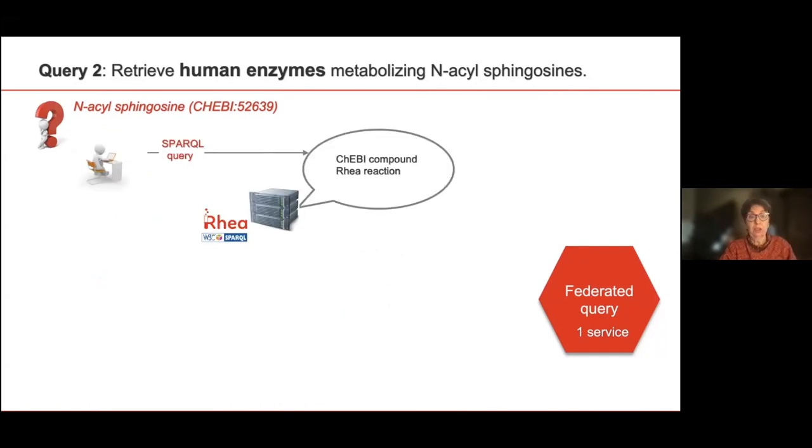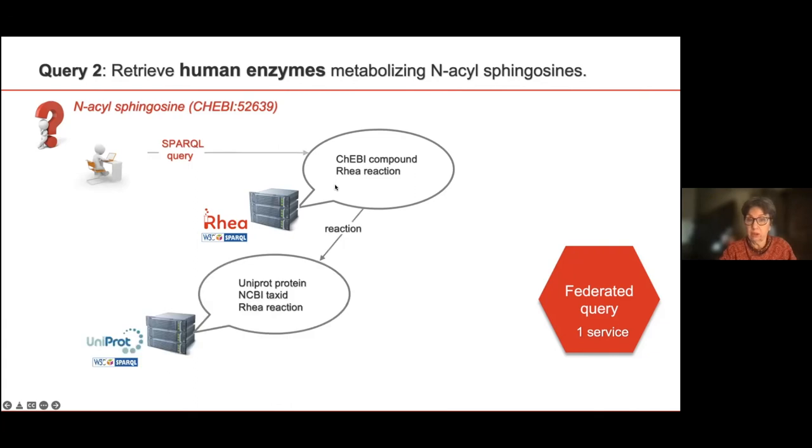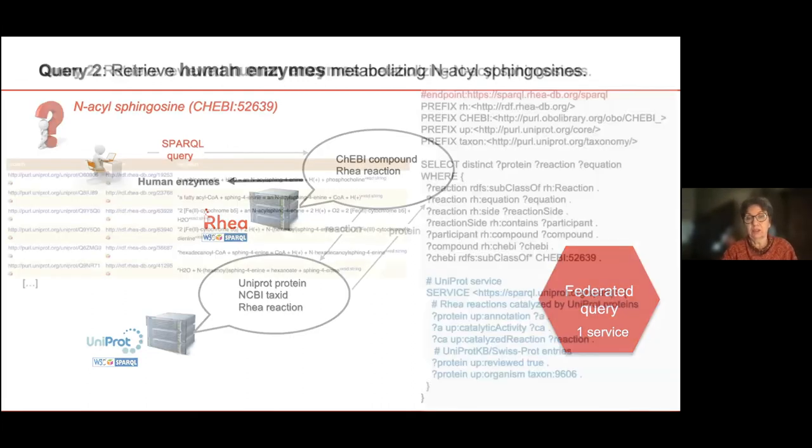So the user sends the SPARQL query to the Rhea SPARQL endpoint with a constraint on KB and Rhea. The subset of results is sent to the UniProt SPARQL endpoint. It filters on UniProt proteins that correspond to the constraint NCBI tax ID and the corresponding reaction. It returns the protein results to the Rhea endpoint, and it returns the result to the user. So it's an example of one federated query using one service.